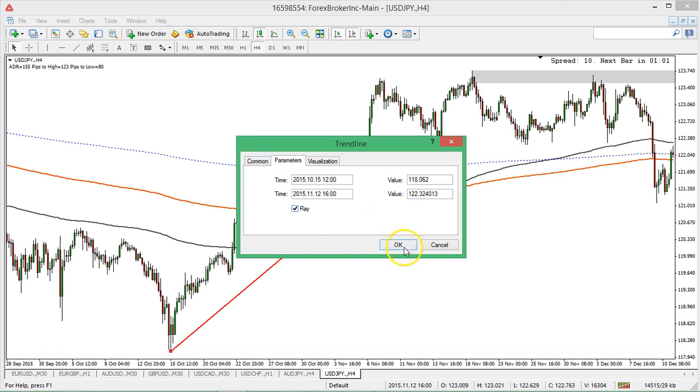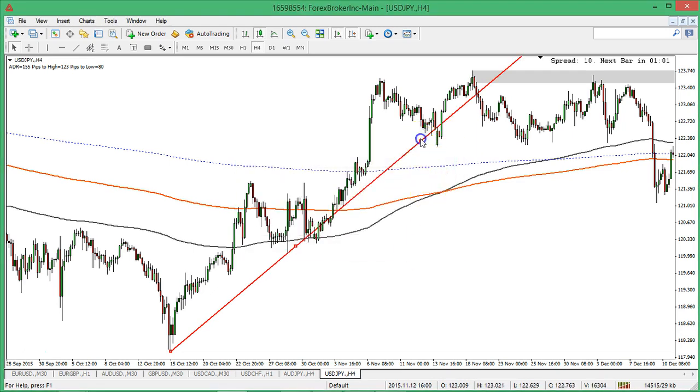What I would do is I would extend it. So let me put Ray. If you put Ray, it extends it. So notice when it came back to it, it retested it, but then it shot back up. Right here, it broke through.